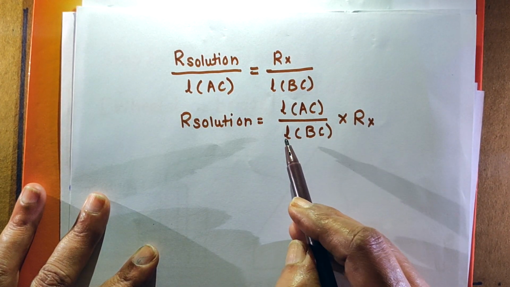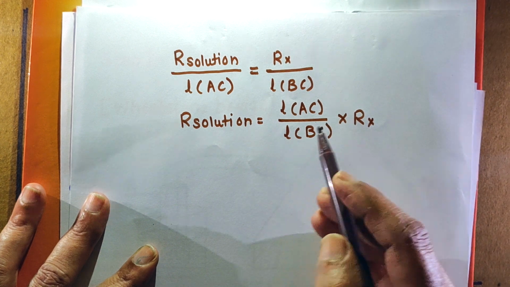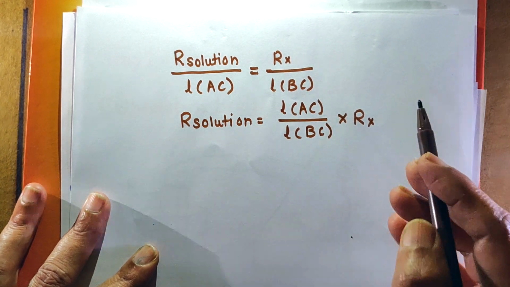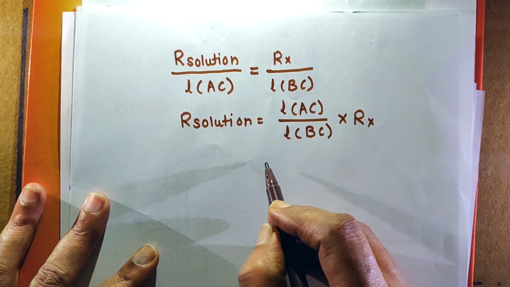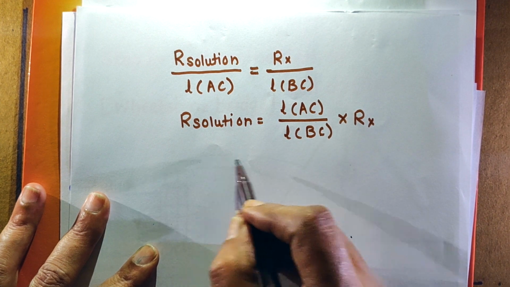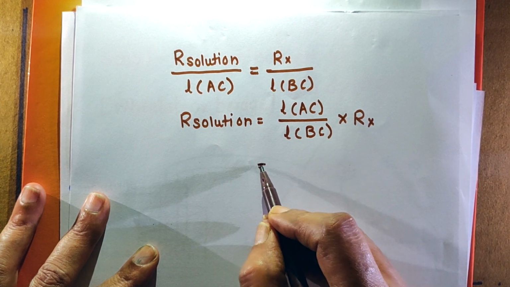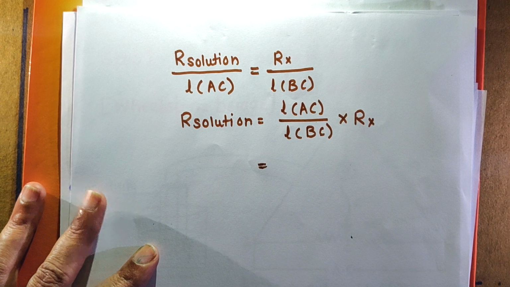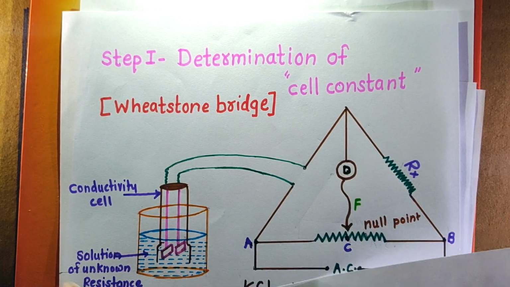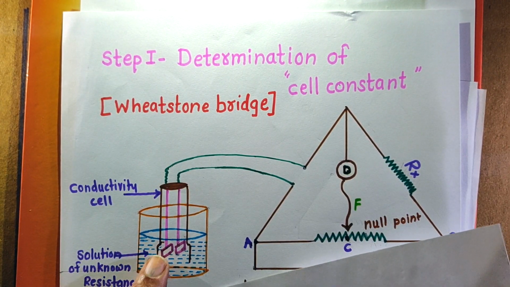Length AC and length BC you can measure. Rx is known to us, and so R solution, that is resistance of the solution, can be calculated. Like this we know what is the resistance of this solution.